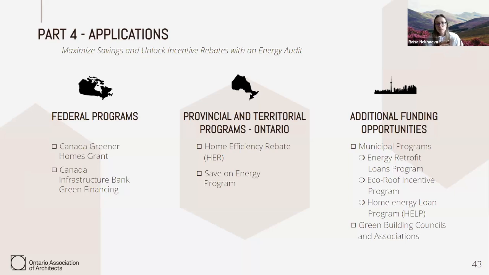At the federal level, we have the Canada Greener Homes Grant that offers up to $5,000 for home retrofits aimed at improving energy efficiency. Its funding is for improvements such as insulation, windows, doors, heating systems, and more. To qualify for this grant, homeowners are required to conduct pre- and post-retrofit energy audits. This program is for residential homeowners.